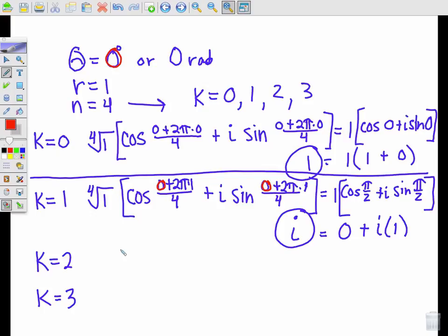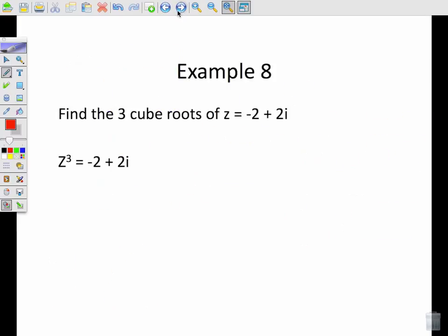You should get for your last 2 answers the other solutions that we have for the 4th root. For when k is equal to 3, we get -1, and when k is equal to 4, we get -i. So those are all 4 solutions. All right, let's take a look at another problem. I'll get it set up for you, but I'll let you solve it.